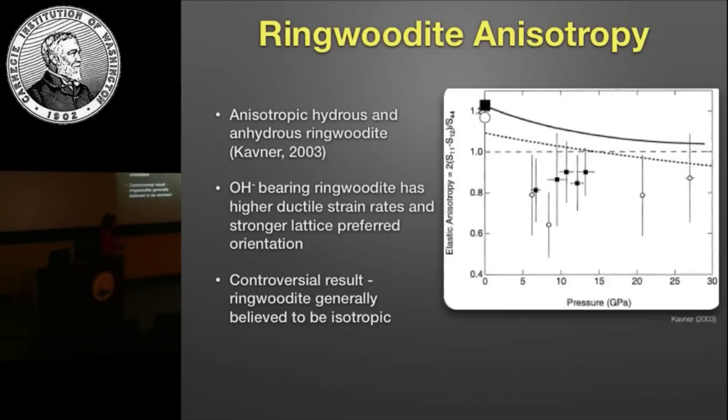Now, in the lower part of the transition zone, that's definitely trickier. Ringwoodite, pretty much every single mineral physicist I've asked says it is not anisotropic. There is no way it's anisotropic.